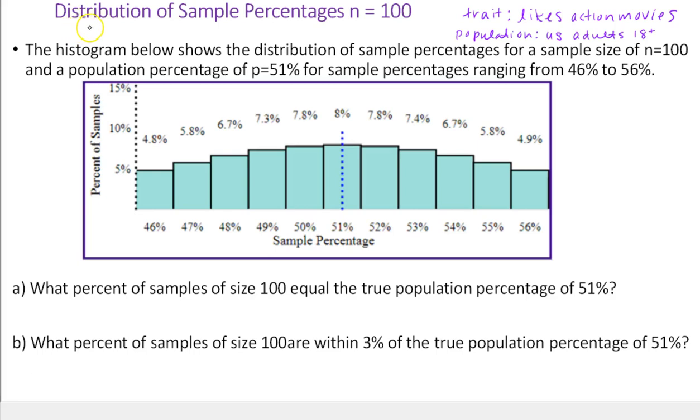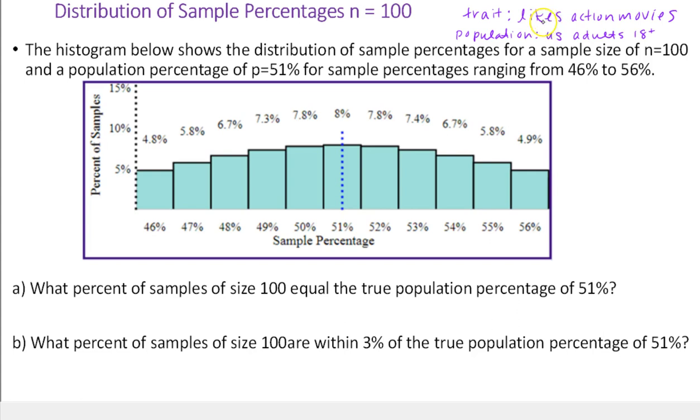In this video, we're going to look at the distribution of sample percentages for n equals 100, and I've made up a population and a trait to contextualize our understanding of this chart. So we're going to say that the trait we're interested in is that someone likes action movies, and our population is all U.S. adults 18 and over. Okay, so we would take a sample of size 100, a representative simple random sample perhaps of 100 people out of this population, and we'd ask them, do you like action movies?